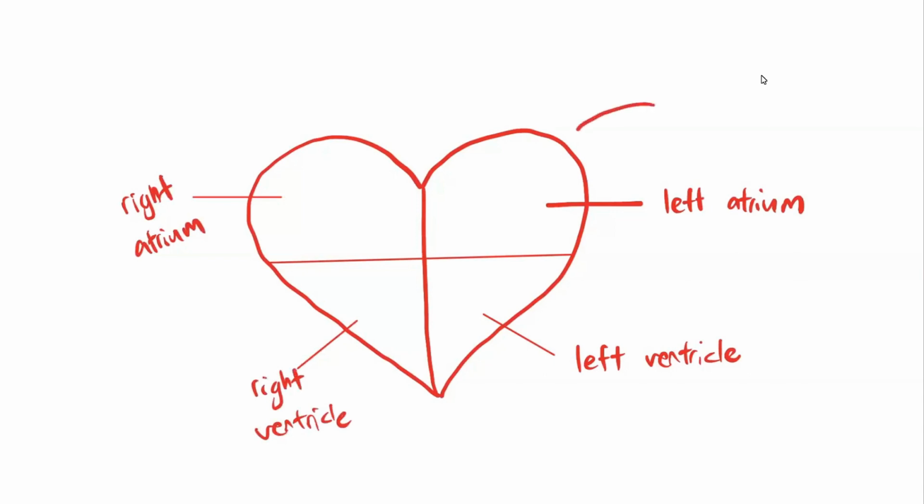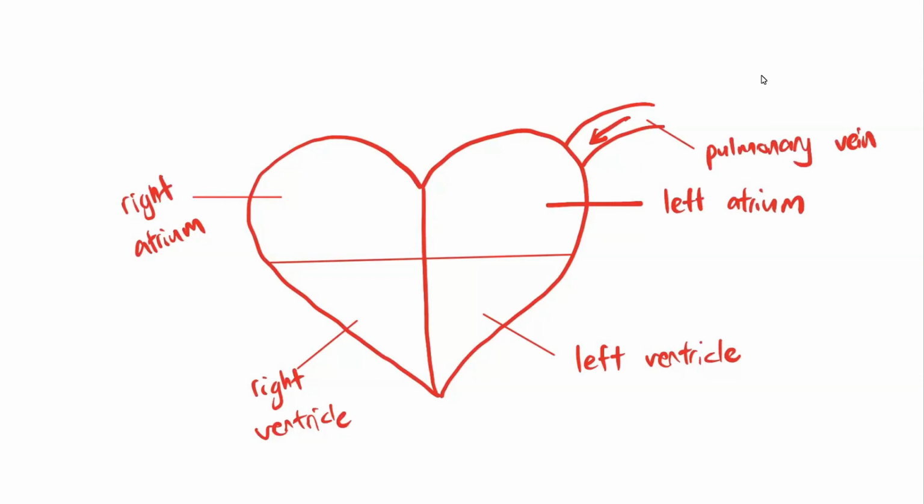So let's say we have the blood vessels that carry the oxygenated blood into the left atrium. What is this blood vessel called? Pulmonary artery. Okay. Into the heart, right? So it should be pulmonary vein, because we say into the heart, right?